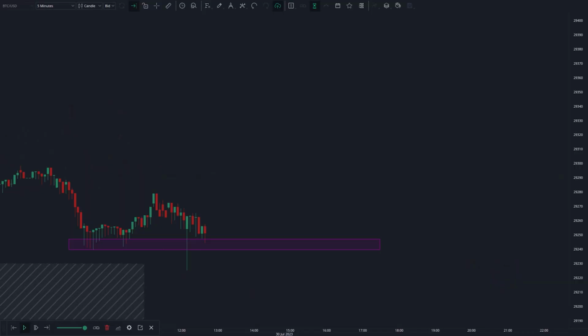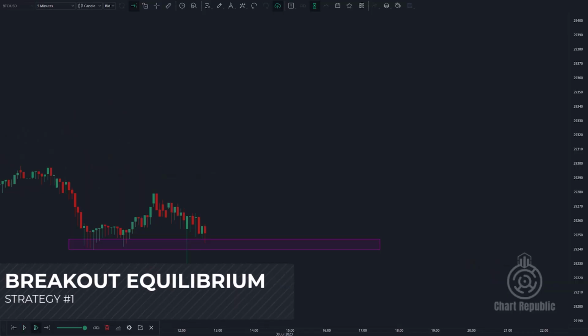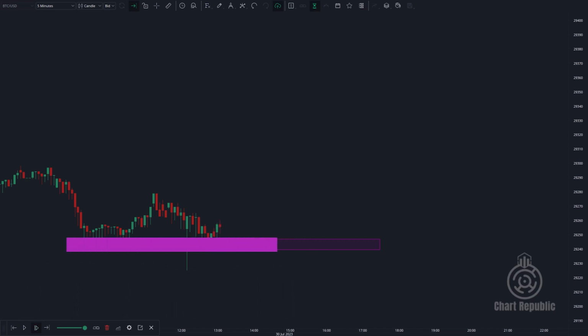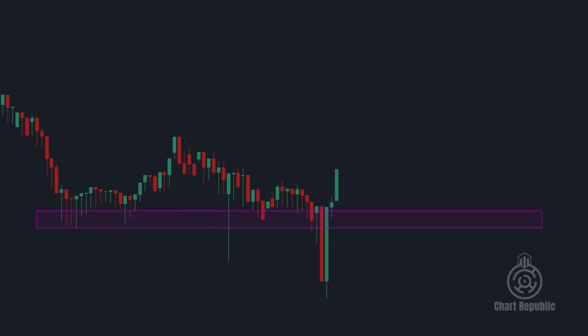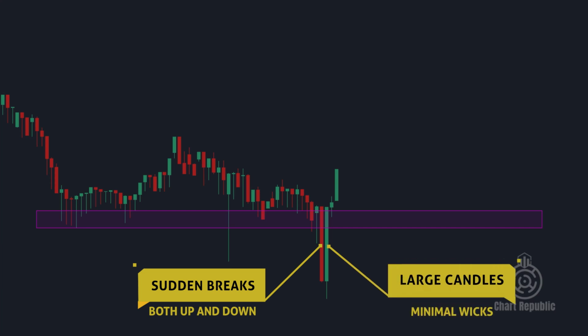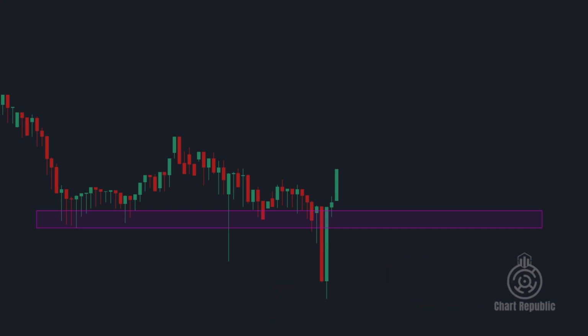In this strategy, we examine the market's history to pinpoint crucial support or resistance levels. These areas represent points where the price has historically encountered obstacles when attempting to move through. In the meantime, we need to closely monitor any sudden break of this level, both upward and downward. These movements should coincide with the formation of relatively large candles characterized by substantial bodies and minimal wicks.